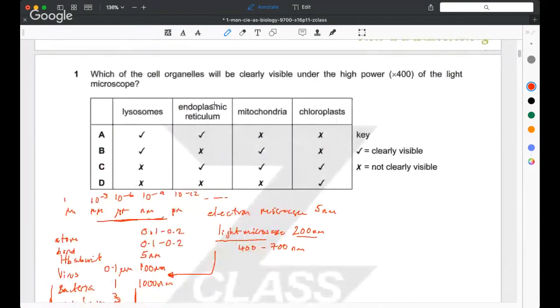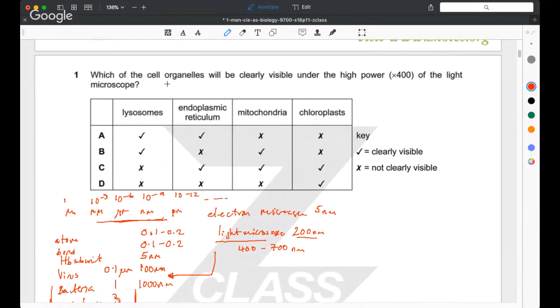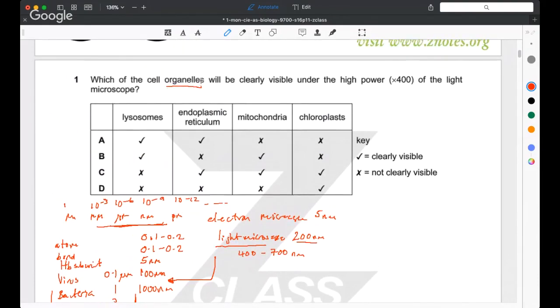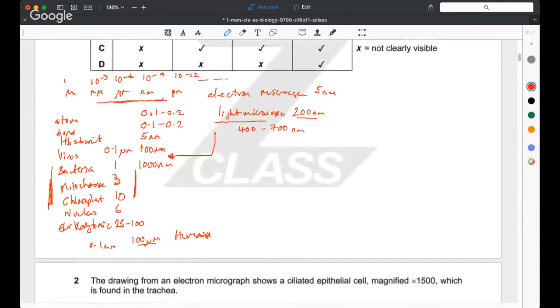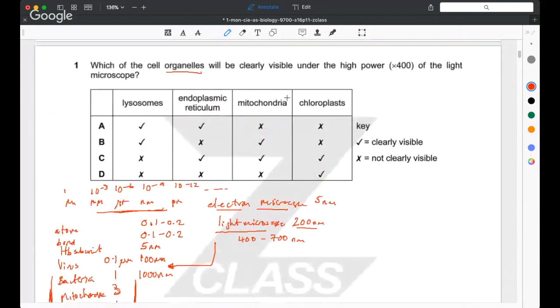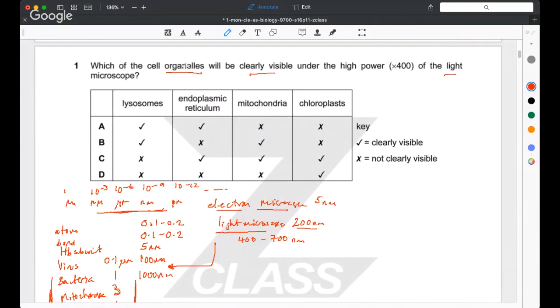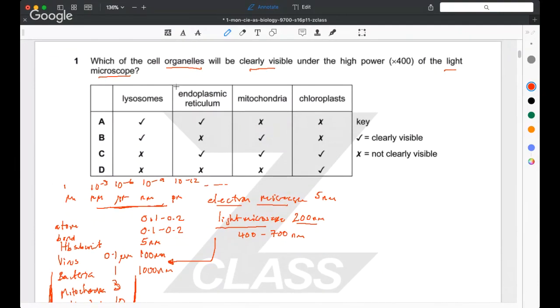Okay, so here you go then. So we're now talking about organelles, all right? And we said down here that to see the fine structure of the organelles, you're going to be using the electron microscope, because the fine structure is not really going to be resolved with the light microscope. So there's a question up here about which of these organelles are going to be clearly visible when you're using the light microscope. Well, these lysosomes are much, much smaller than organelles, so we're not going to be able to see those.